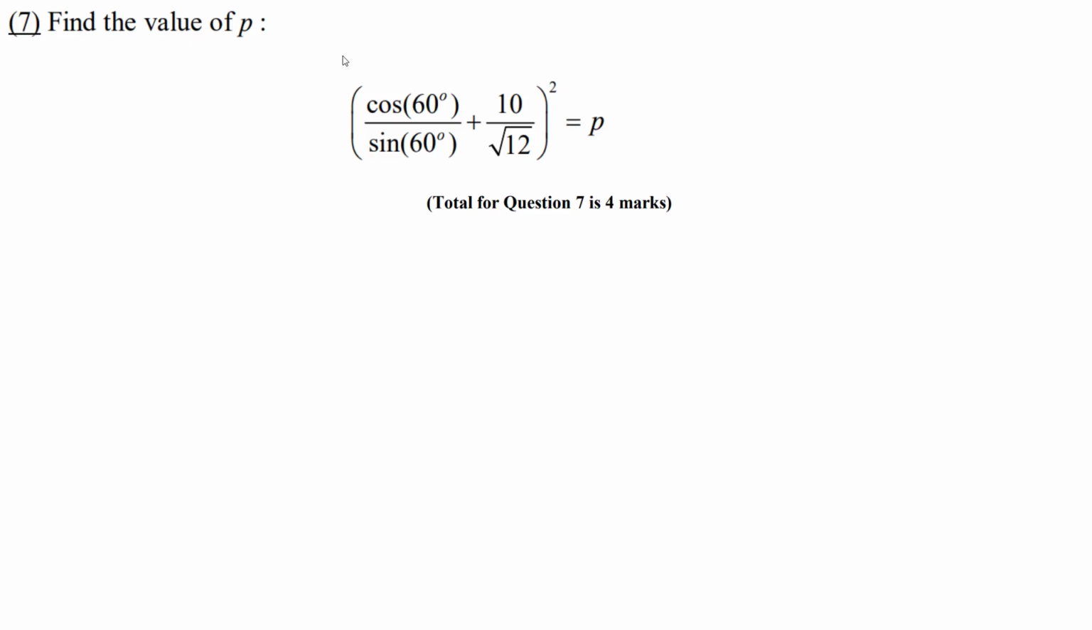Find the value of p. This isn't actually too difficult of a question. It just wants you to know your trig values. So cosine of 60 is a half, and then sine of 60 is root 3 over 2, I think. So yeah, just plug that in.